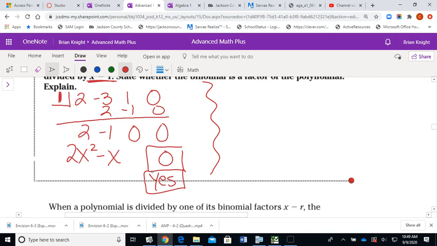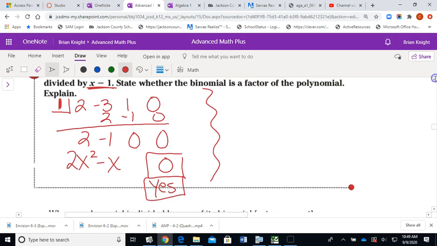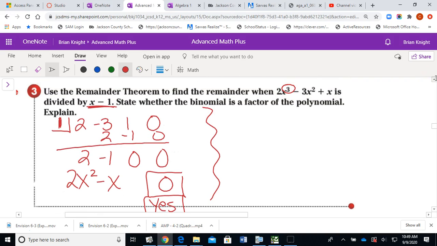Okay? Y'all ready for the quick, easy way? Wait, how is it a factor? It's a factor because the remainder was what? 0. So if you get a remainder of 0, it's a factor. If you don't get a remainder of 0, it's not a factor.